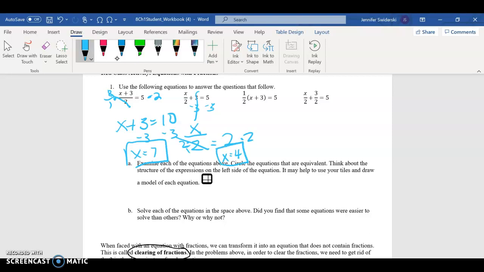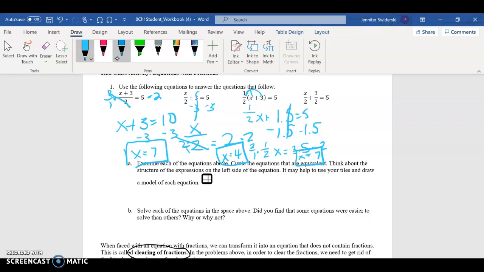This next one, very different. When I distribute that 1/2, I'm left with 1/2 x plus half of 3, which is 1.5, equals 5. I'm going to subtract 1.5 from both sides. I'm left with 1/2 x = 3.5. I'm going to multiply both sides by the reciprocal, 2 over 1 or just 2, and we get x = 7.